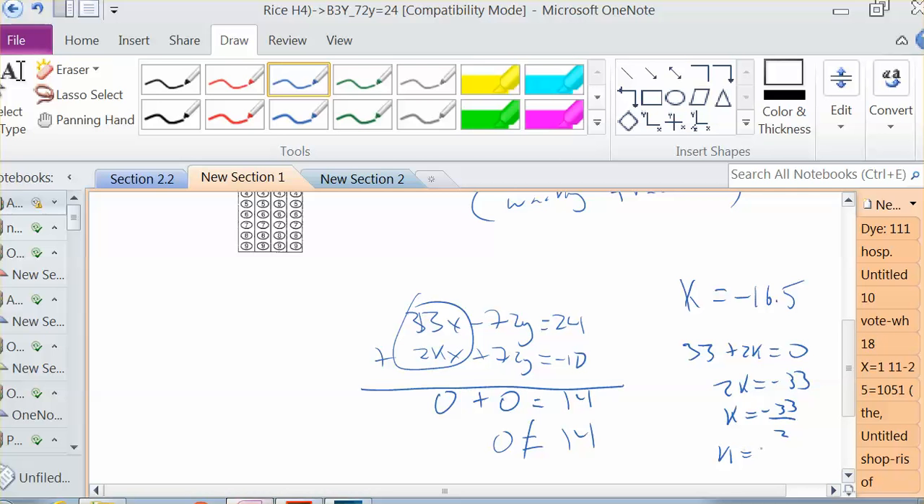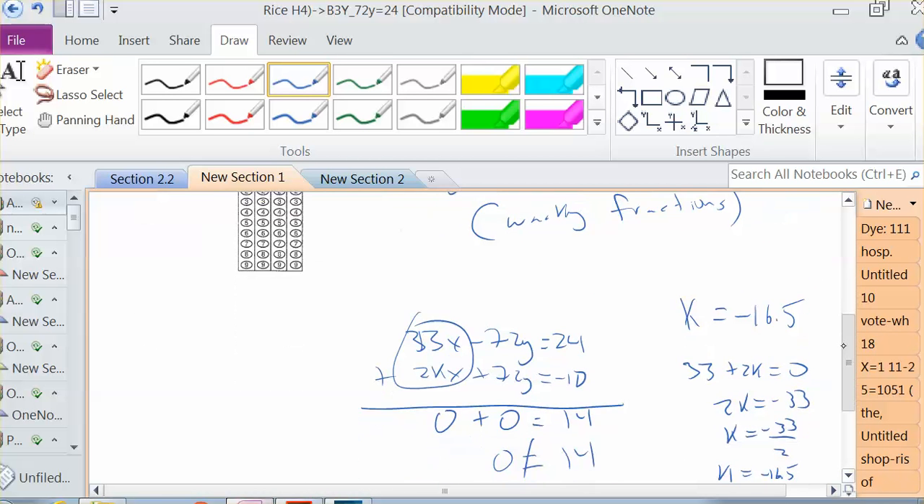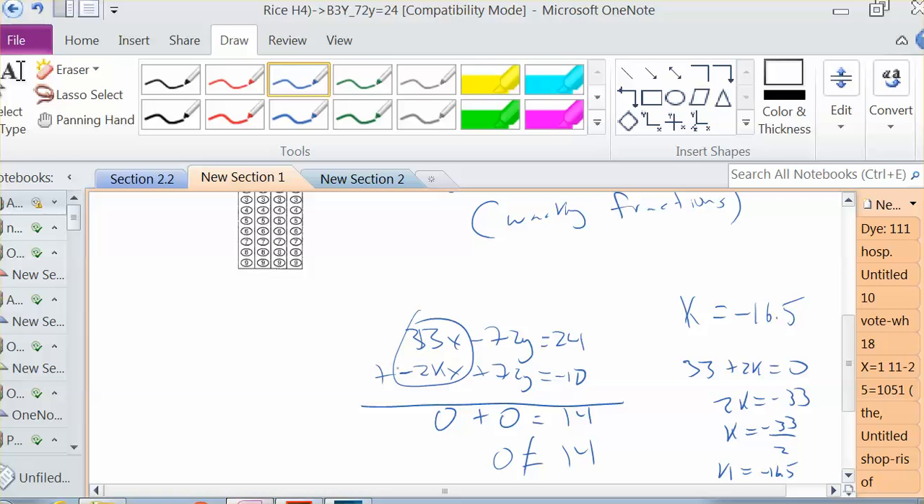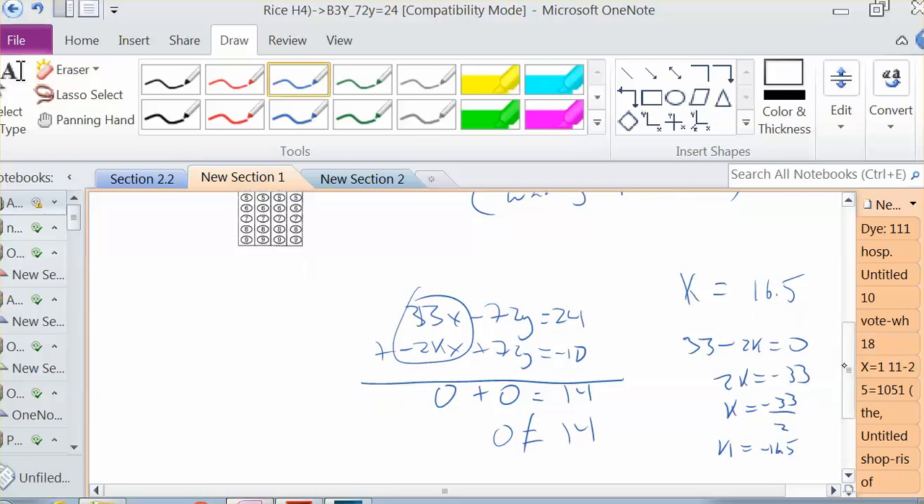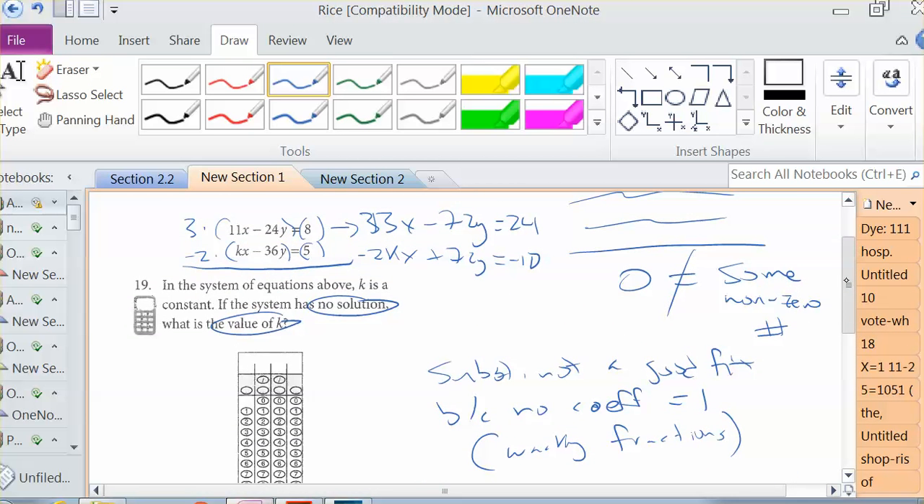So if k were -16.5, things would cancel for us. And actually, I lied. That's a -2kx. So that's actually -2k. So it's positive 16.5. I knew that was wrong because you can't grid negative numbers. So I knew I made an error somewhere along the way. So 16.5 would get us no solution.